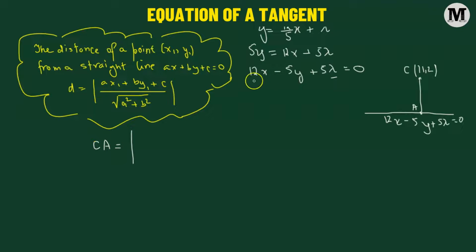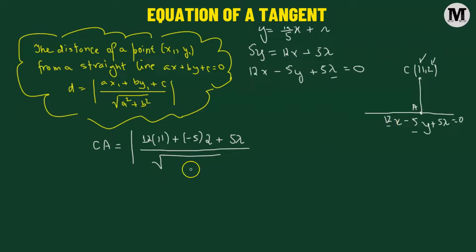So CA will be given by the absolute value of a, the coefficient of x, which is 12, multiplied by the x coordinate of the center, 11, added to b, the coefficient of y, which is negative 5, multiplied by the y coordinate of the center, 2, plus the constant term 5 lambda, divided by the square root of a squared plus b squared, that is 12 squared plus negative 5 squared. Here CA is nothing but the radius of the circle, which we obtained as 10.